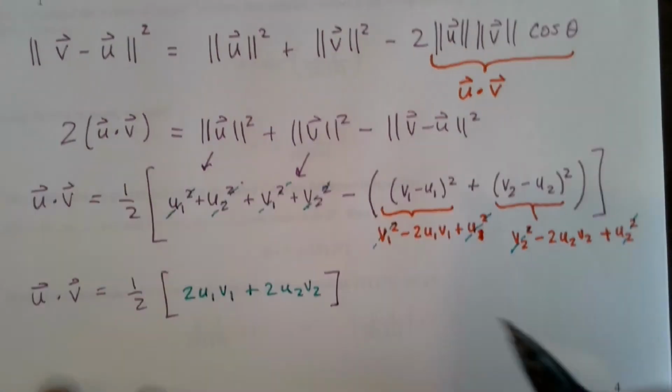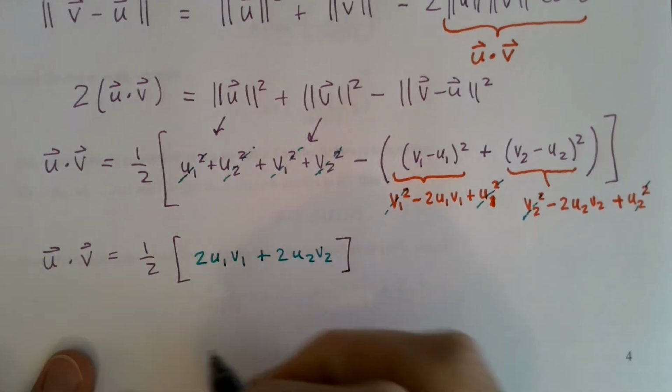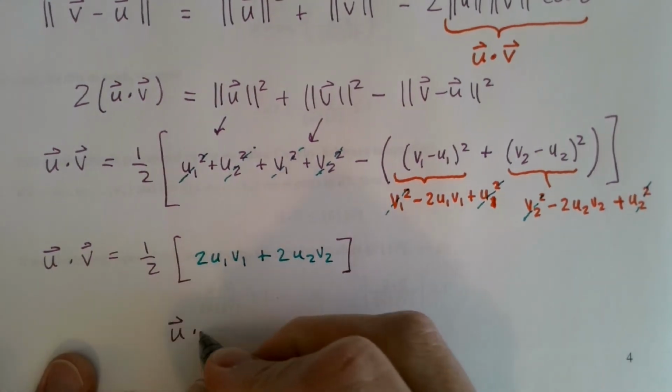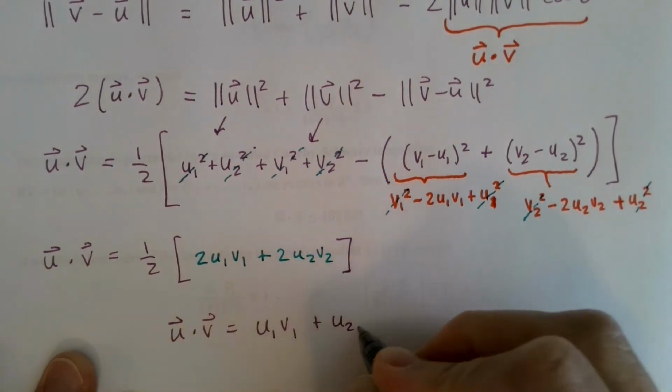So hopefully you followed that simplification. And now all that's left is to distribute this 1/2. And what do we get? The dot product u dot v is equal to u1 v1 plus u2 v2.